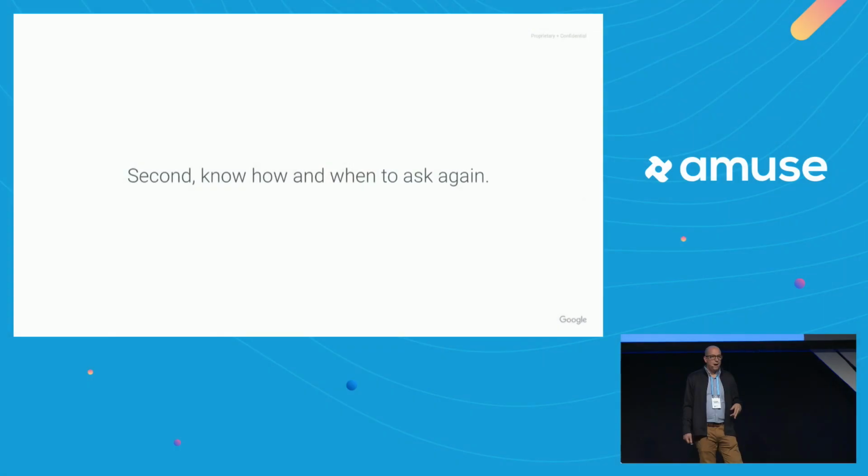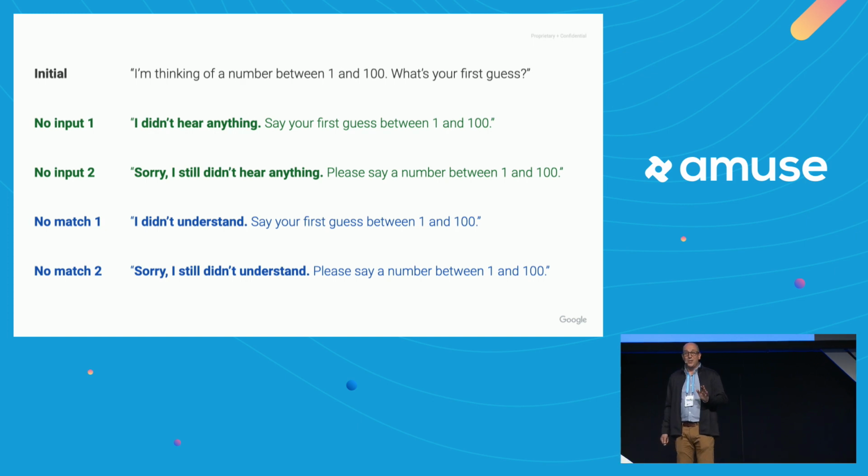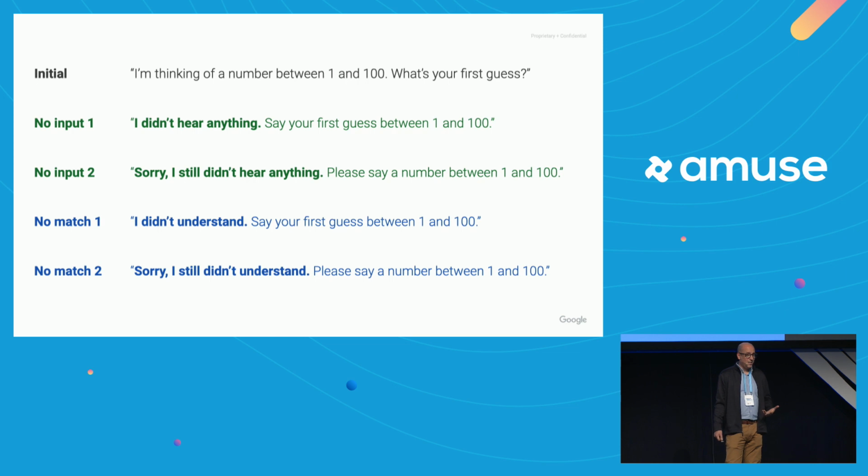Second, know how and when to ask again. You have seen this, or I should say you've heard this before. You may not know it, because you may not be a conversation designer, you may be in another field, but anytime you've called a company or you've interacted with a Google action, this is the structure that happens all the time. The designer creates an initial prompt, which is the question they ask right off the bat. And the assistant will say, I'm thinking of a number between 1 and 100. What's your first guess? So that's the initial question.